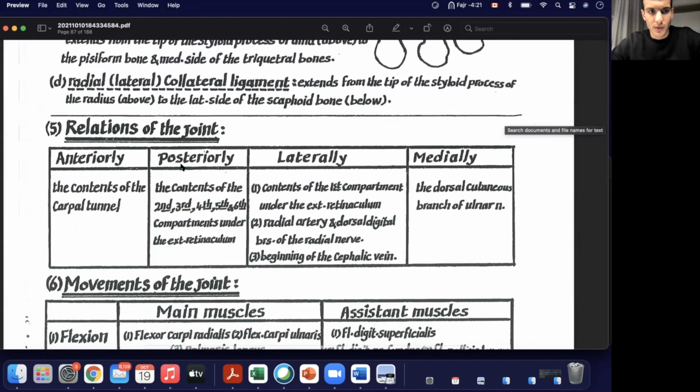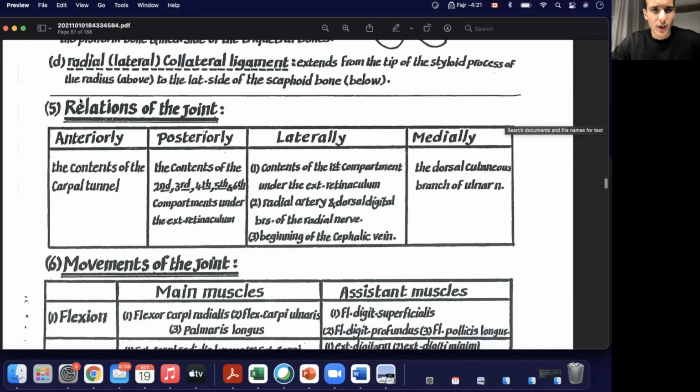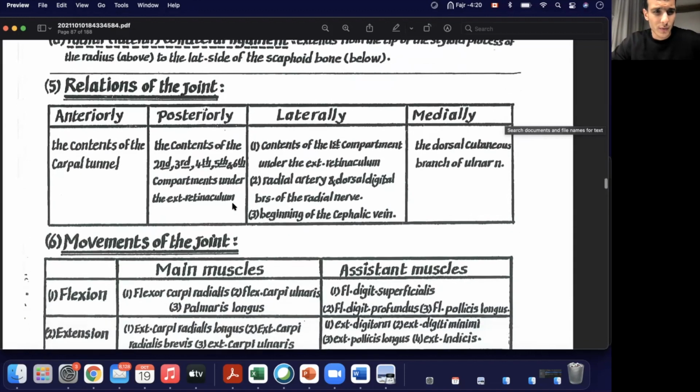Now, relations of the joint. Carpal tunnel, we're going to make a video about that. Please remind me if I forget, because carpal tunnel is one of the most important topics you will ever study. It will be part of your practical, and count my words on that. It's very interesting and very nice to know. I'll make a separate video for the carpal tunnel. You don't have to know this part for now.